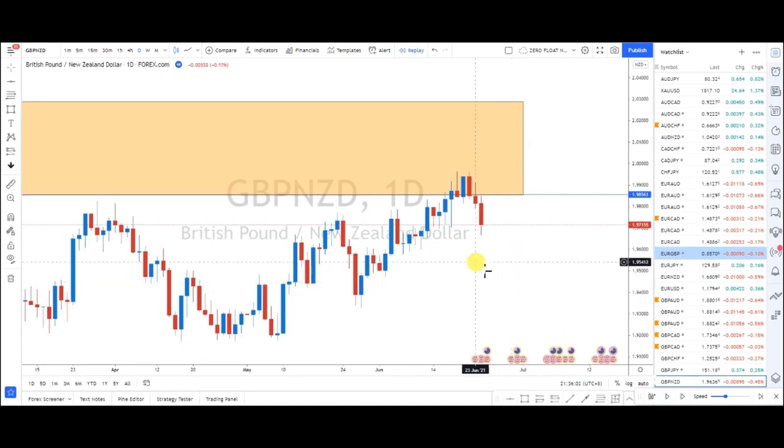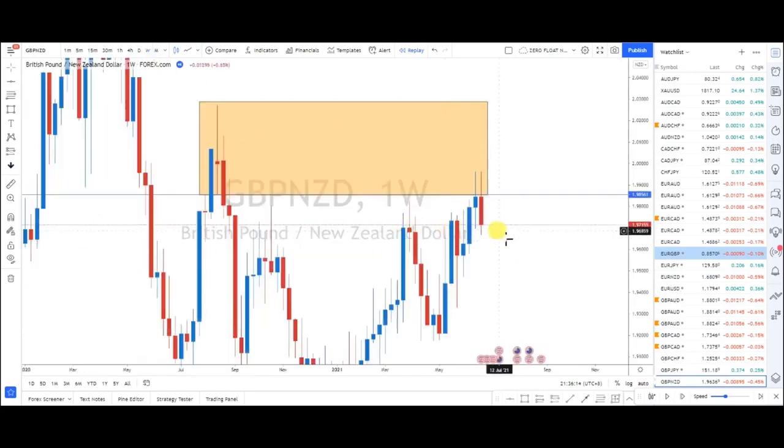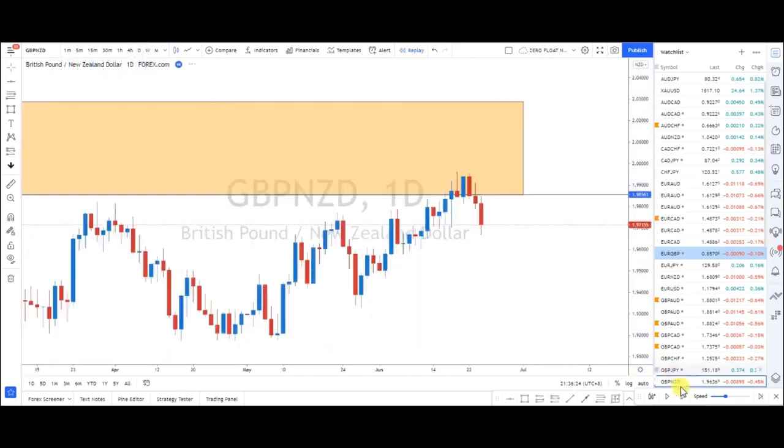Okay, guys, so we can see here price has made a 3 black crow. So we have 1 bullish candle and then 3 bearish candles. So let's look at the weekly time frame. On the weekly time frame it is even stronger. Okay, price made a bearish engulfing, but this is considered a high risk type. So let's go back to the day.